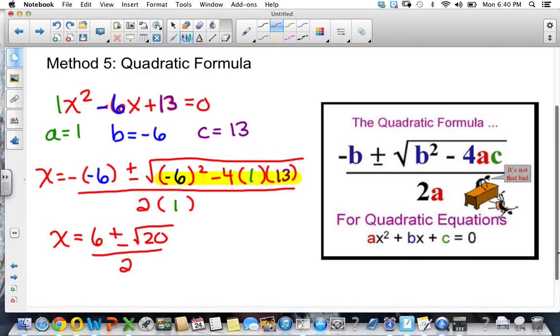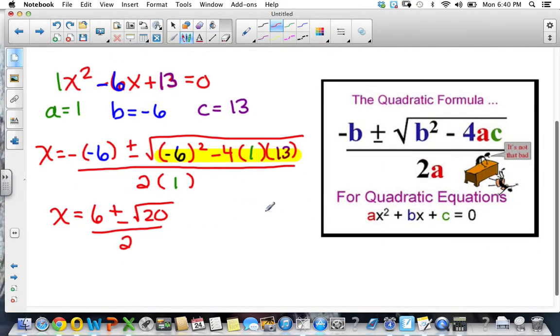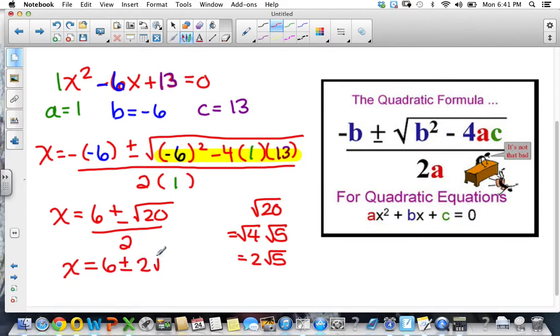Now this can be simplified if you're asked to simplify this and keep it in exact form, but the square root of 20 is equal to the square root of 4 times the square root of 5, which is equal to 2 square root of 5. So this equals x equals 6 plus or minus 2 radical 5 over 2.